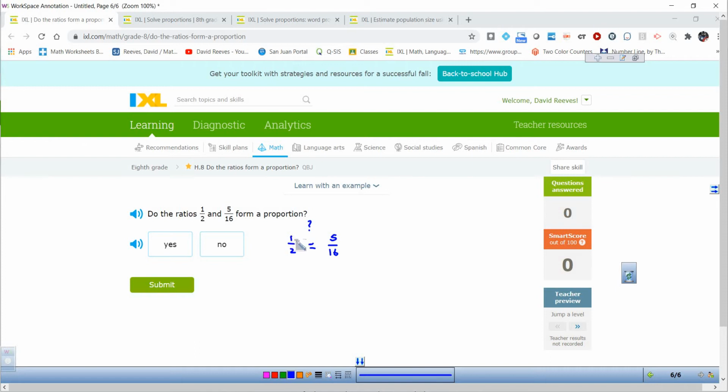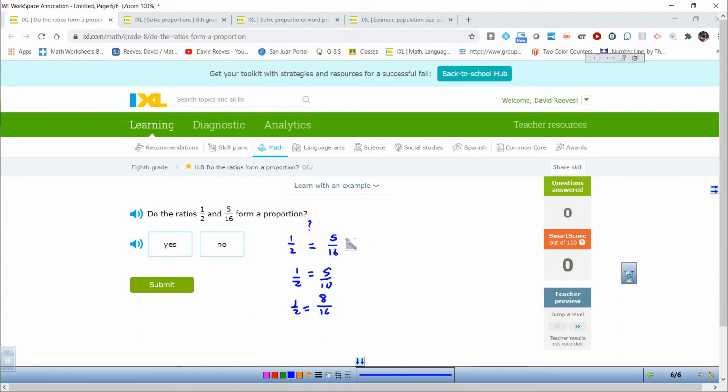All right, now this one should be pretty obvious just by logical reasoning, right? 1/2 means the top number has to be half of the bottom number, or the bottom number has to be twice as big as the top number. All right, and clearly 5 is not half of 16, right? Or 16 is not twice of 5. We would know that if we wanted 1/2, if the top number were 5, the bottom number would be 10, right? Or if we wanted it to equal 1/2 and the bottom number were 16, then the top number would have to be 8, right? So this one is no.